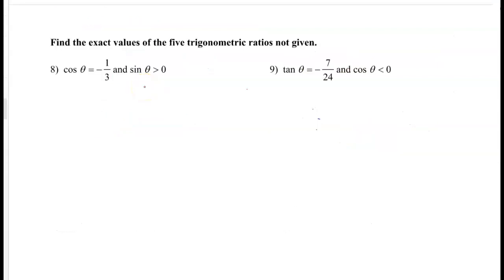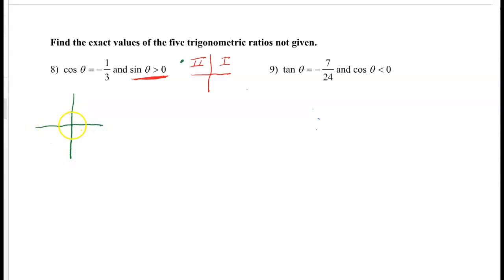So number 8, the cosine of theta is negative 1/3 and the sine is positive. So where is the sine positive? The sine refers to the y value. So you're in quadrants 1 or 2. But the cosine here is negative. So where is the cosine negative? The cosine is negative in quadrants 2 and 3. So you have to draw the picture in quadrant 2.